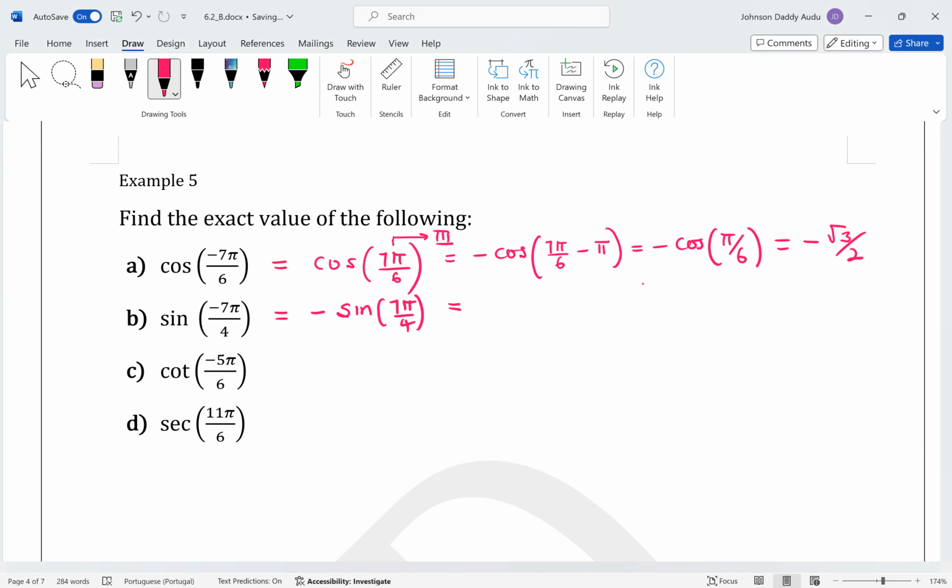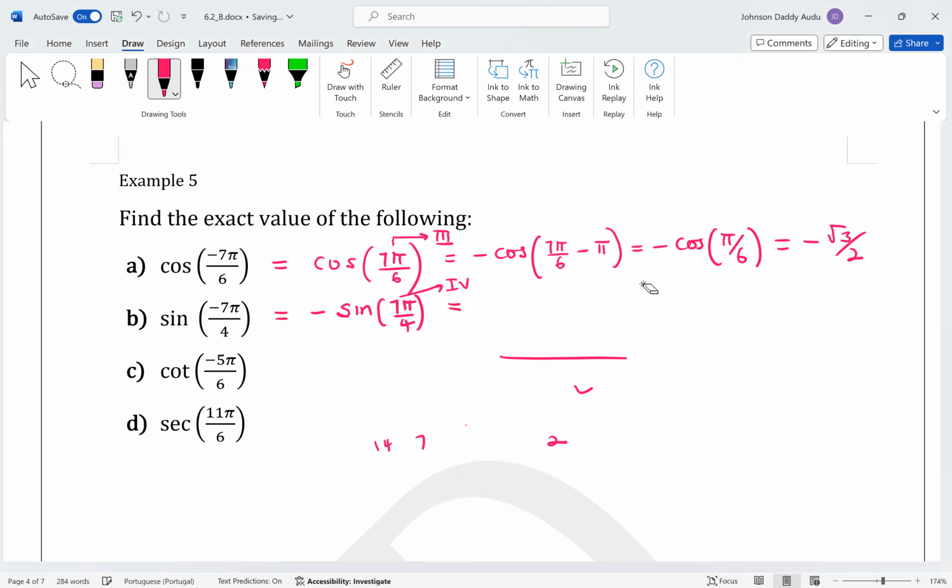7 pi over 4 is in which quadrant? I think this should be in the fourth quadrant. Yes. Now, how do we check? This is 3 pi over 2, right? So we just need to compare 7 over 4 and 3 over 2. If you cross multiply, this will give us 14, and this will give us 12. So it means that 7 over 4 is bigger than 3 over 2. So it's going to be in the fourth quadrant, as I earlier said.